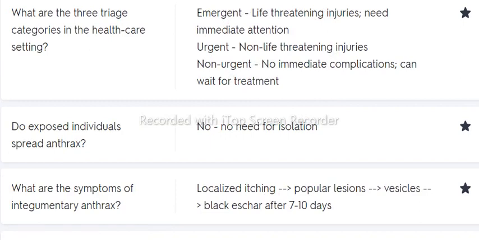What are the 3 triage categories in the healthcare setting? Emergent, life-threatening injuries need immediate attention. Urgent, non-life-threatening injuries. Non-urgent, no immediate complications, can wait for treatment.